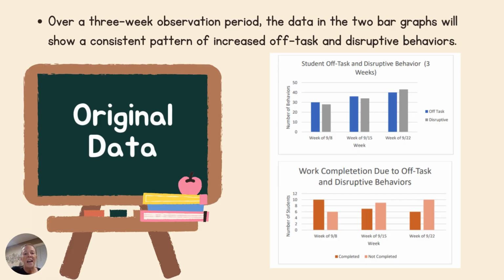So this is some data that I gathered over a 3-week observation period. You'll notice that there are 2 bar graphs on the page, and the data in the 2 bar graphs shows a consistent pattern of increased off-task and disruptive behaviors. The top one is student off-task and disruptive behaviors, and the bottom bar graph shows work completion, that was the lack of work completion due to off-task and disruptive behaviors.